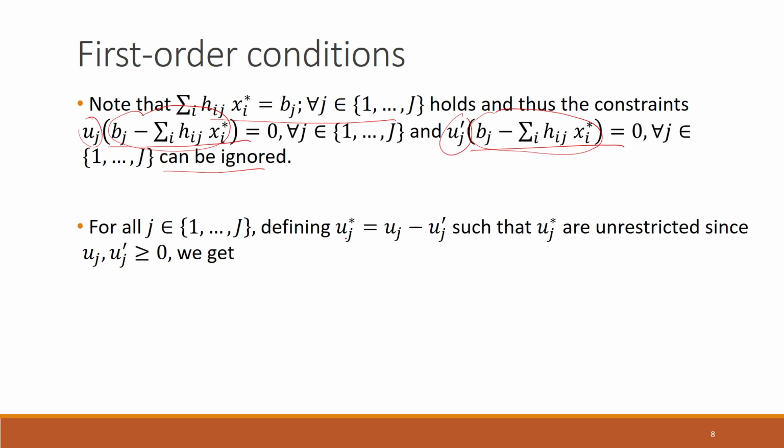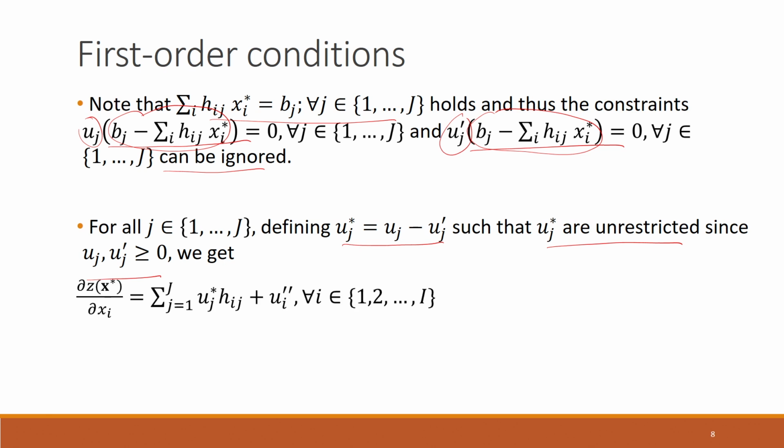Similarly, if we define uj star equal to uj minus uj dash that I just mentioned before, then since there is this restriction that uj is greater than equal to 0 and uj dash is also greater than equal to 0, uj star are unrestricted variables. So we do not need constraints of this form that uj star greater than equal to 0. And since we are replacing uj and uj dash with uj star, we also do not need those constraints that uj is greater than equal to 0, uj dash is greater than equal to 0. So therefore, we can simplify the KKT conditions that we saw in the previous slide into this form here.